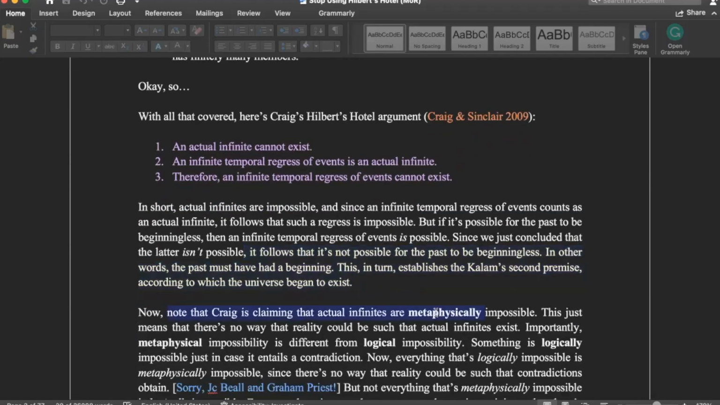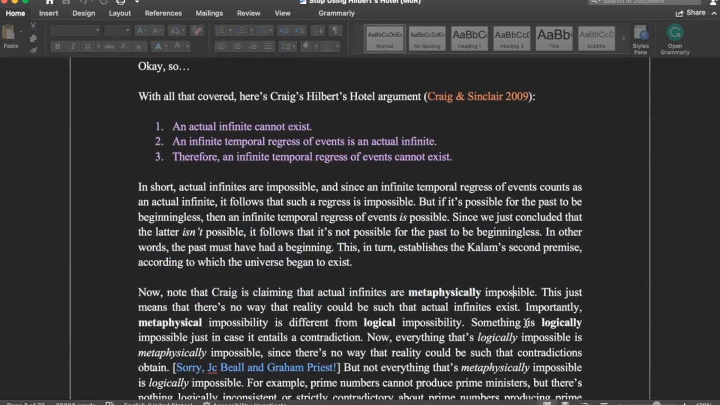Now, note that Craig is claiming that actual infinites are metaphysically impossible here. This just means that there's no way that reality could be such that actual infinites exist. Importantly, metaphysical impossibility is different from logical impossibility. Something is logically impossible just in case it entails a contradiction, like something of the form P and not P. Now, everything that's logically impossible is metaphysically impossible, since there's no way that reality could be such that contradictions obtain. Sorry, J.C. Beale and Graham Priest, who think that there are true contradictions.